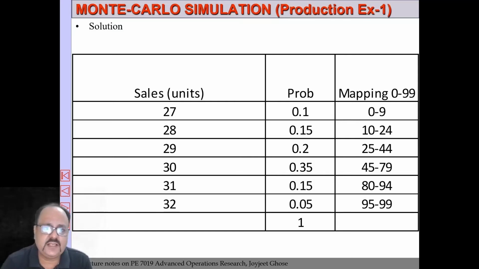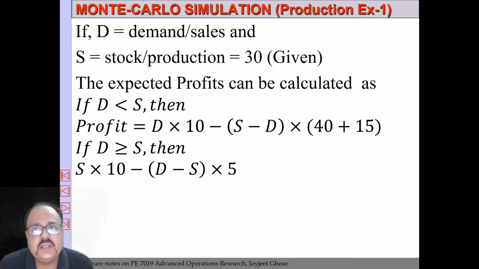And then once we have the sales value for the stock or the production, that is 30 units, in this it is a particular production problem. In business, we often encounter production problems, how much to produce. So that is a common business scenario or decision making scenario. In such cases, we can use simulation. This is a simple problem depicting that particular aspect of business. So here, once we simulate the sales, for the sales and the production, we will be finding out the profit.